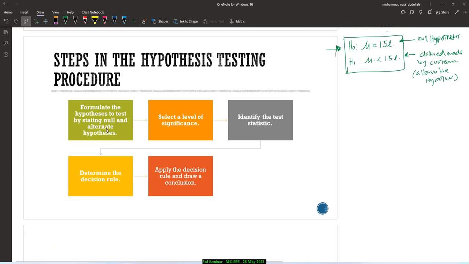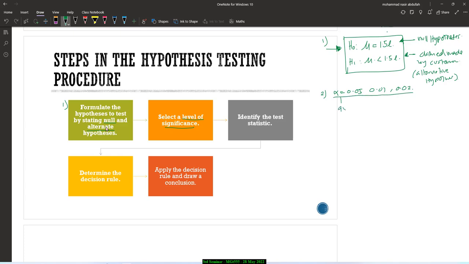So kita tengok steps in the hypothesis testing procedure. First step is we need to formulate the hypothesis test by stating the null and alternative hypothesis. Yang ni the first step lah. Second step is we need to select a level of significance. So level of significance means whether alpha equal to 0.05 or alpha 0.01, 0.02, and so on. Apa maksud alpha ni?